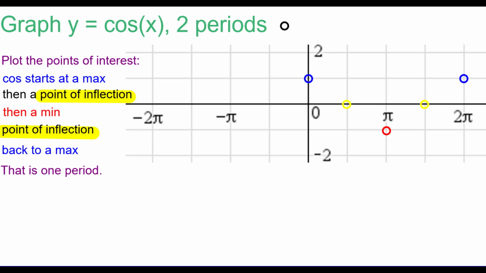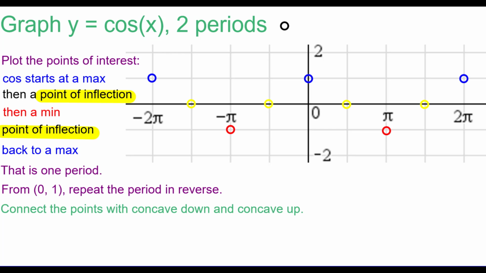That's one period. From (0, 1), let's repeat the period in reverse. So at negative pi over 2, it'll be 0, and at negative pi, -1. Cosine of -3 pi over 2 is 0, and the cosine of -2 pi is 1. Connect the points with concave down and concave up.